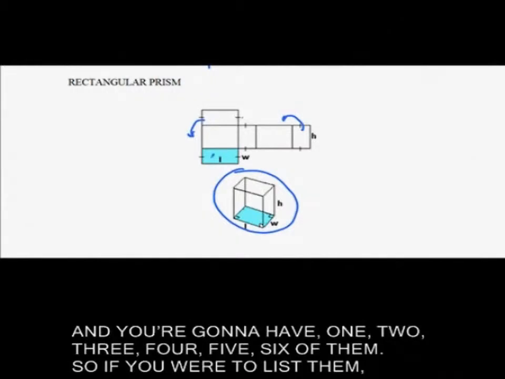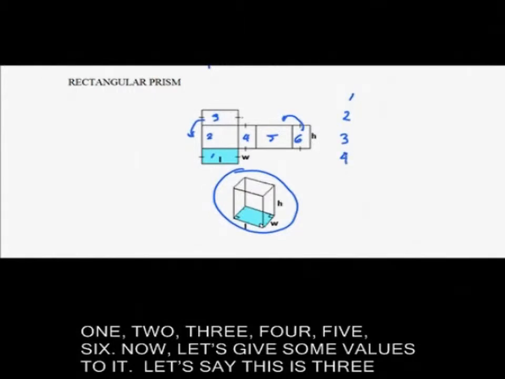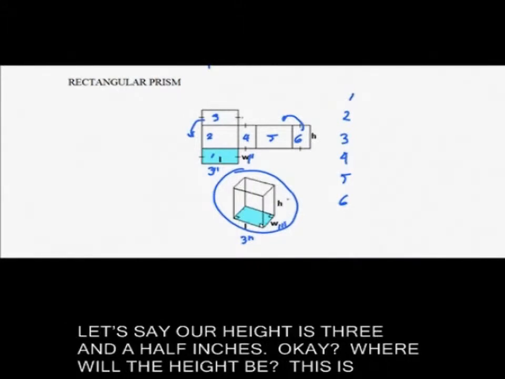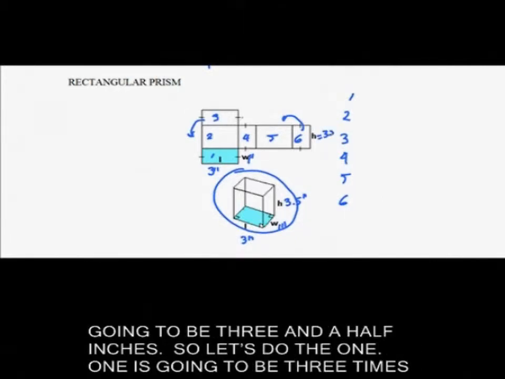And you're going to have 1, 2, 3, 4, 5, 6 of them. Now let's give some values to it. Let's say this is 3 inches. This is 1 inch, which corresponds to this 3 inches here, 1 inch here. And let's say our height is 3.5 inches. Where will the height be? This is going to be 3.5 inches.